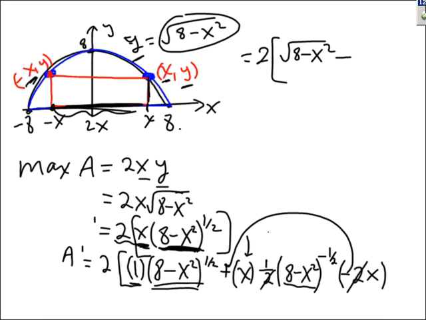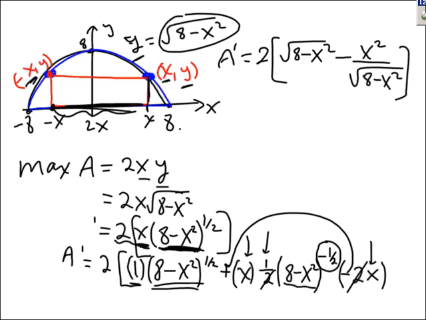This x, so 1, and the other x stay in the numerator. X times 1 is x, times the other x is x squared. And in the denominator, since this is a negative exponent, when I put it in the denominator, it'll become, in this case, positive a half. But a half is square root. Alright, this is what A prime equals.